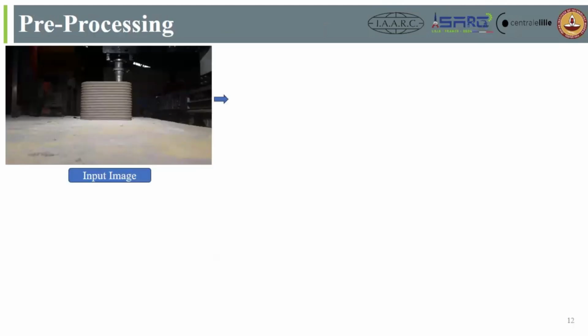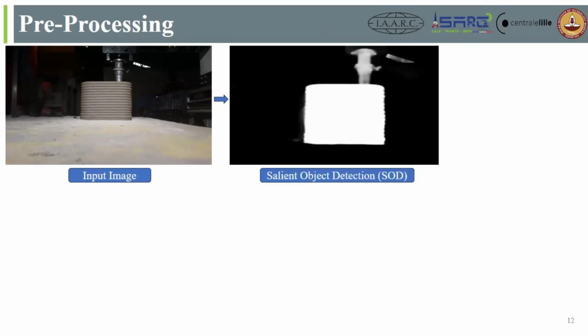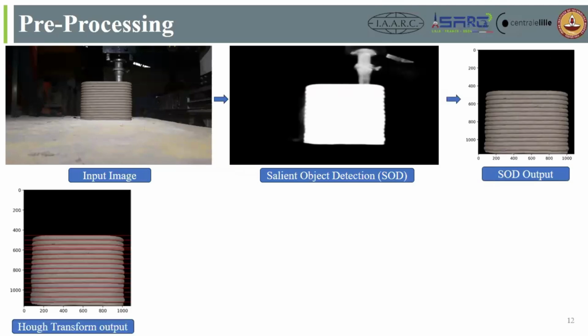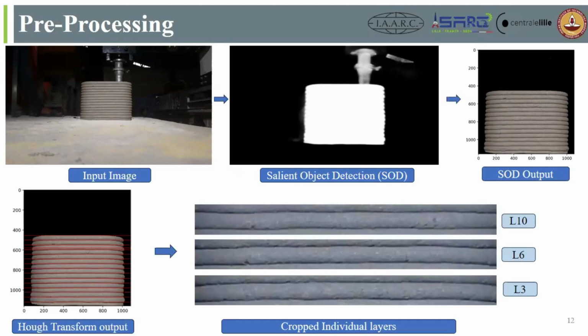So this is the input image. From this input image, I'm using a salient object detection method, which is a deep learning based U2-Net architecture, to predict the salient objects, that is the printed element. From there, we are able to extract only the 3D printed element. From this 3D printed element, I'm using Hough transform to identify the layer boundaries. From these layer boundaries, I'm able to get the individual crop window for each and every layer. This crop window I'm maintaining for one particular layer as subsequent layers are printed on top of it.